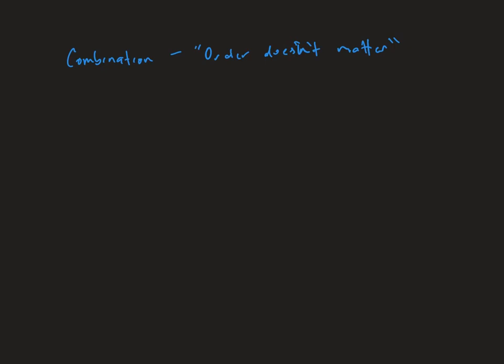So let's look at an example of a combination. Let's think about the two different types of combinations. There's repetition, where repetition is allowed.